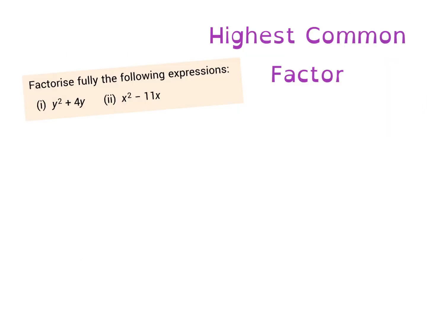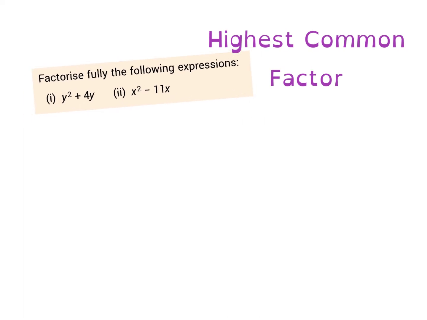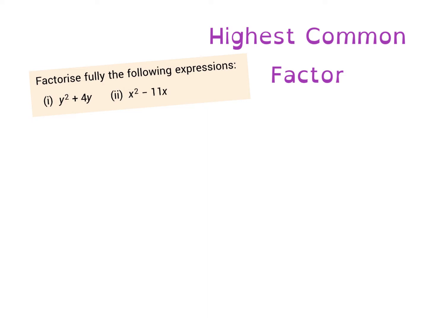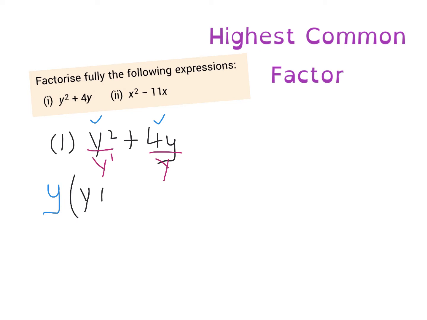Up first we have highest common factor. So for part 1, we're asked to find the highest common factor of y squared plus 4y. And straight away, we know what's common. We're looking for something that's common between these two terms, which we know is y, because we have a y on this side and a y on this side. And now we need to divide then by our factor, which we have found to be y. And if we remember the rule for dividing powers, we're left with y on the inside of the bracket plus 4. And we have now factorised this expression fully using highest common factor.